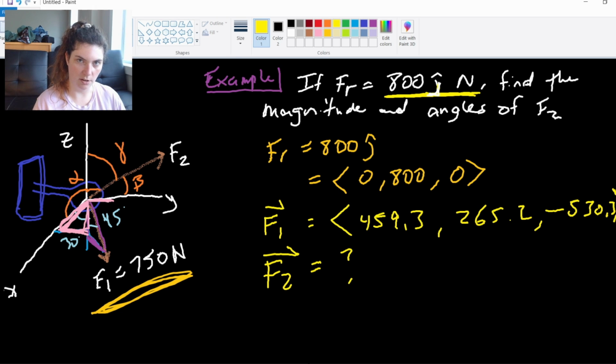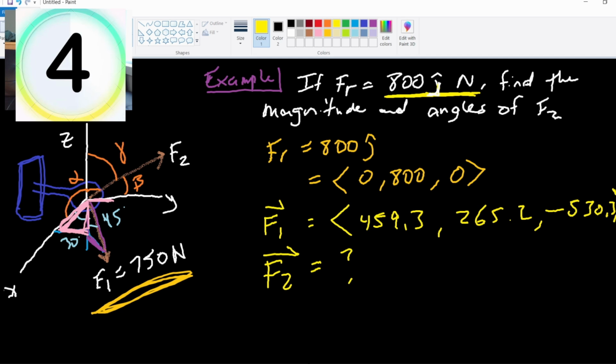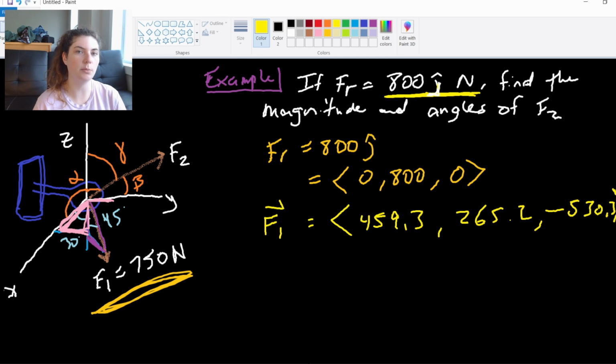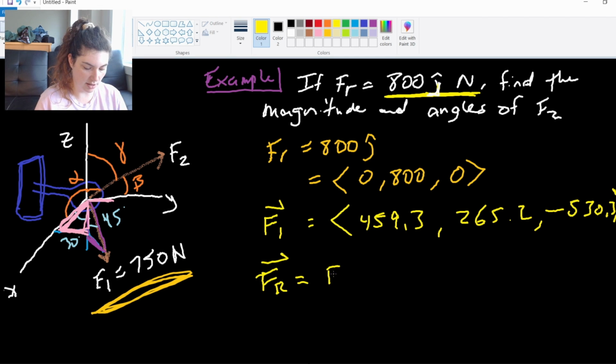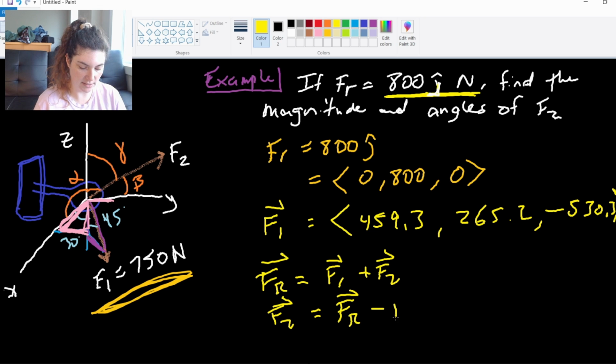So now we have the F1 and FR, but how do we find F2? Go ahead and pause the video and attempt to find F2. Now, even if you were only able to find F2 in Cartesian form, you're doing great so far. This is what we need to do. It's just going to be a straight vector subtraction. So normally, our resultant force is the sum of F1 plus F2. But in this case, we're rewriting it so that F2 is FR minus F1.